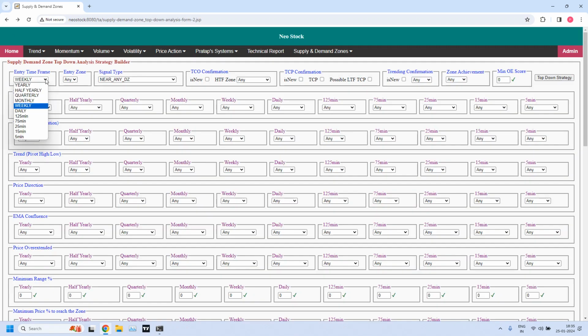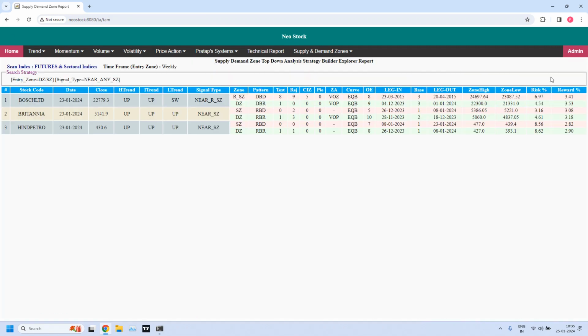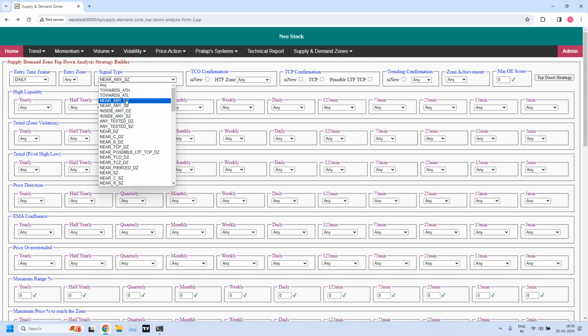So let me go back. For weekly time frame, let us find the stocks near weekly supply zone. So 3 stocks are filtered. These 3 stocks are near weekly supply zone. So let's go back. Let me change the time frame to daily. So entry time frame is daily. Let us find the stocks near daily demand zone.